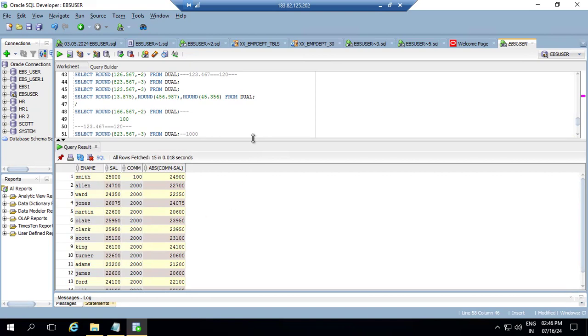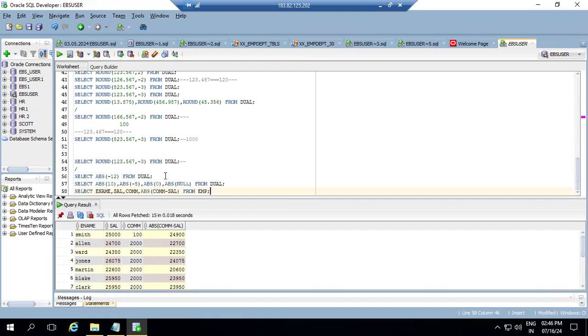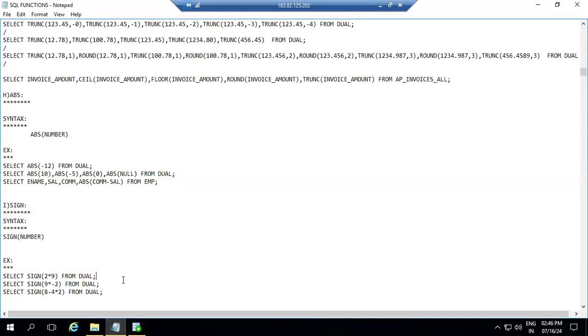So any doubts in this? So how to use this ABS? This is the syntax: select the column names. For whichever column we use this ABS, according to that, we will get the output. So ABS is nothing but the absolute value. Next we have the sign. But first, for ABS, if it is a decimal value, you want ABS on the decimal value.